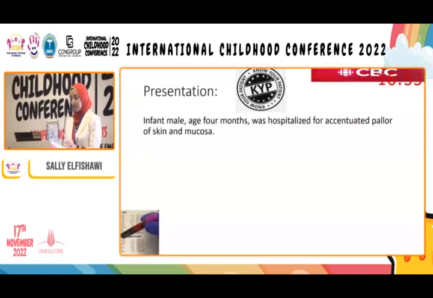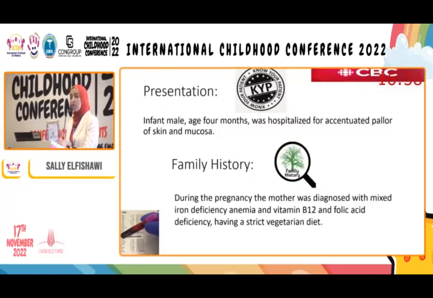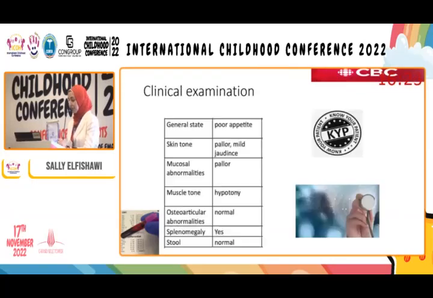Our first case is an infant male, 4 months old, who was hospitalized for accentuated pallor of skin and mucosa. And as I said, we really need to go through the history thoroughly. On family history: during the pregnancy, the mother was diagnosed with mixed iron deficiency anemia and vitamin B12 and folic acid deficiency because she was on a strict vegetarian diet. On clinical examination, the infant had poor appetite, pallor and mild jaundice, and hypotonia of the muscle tone.